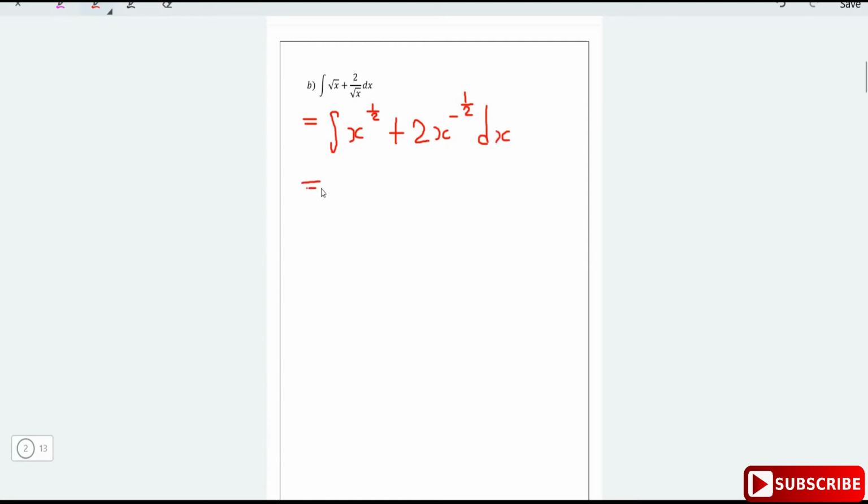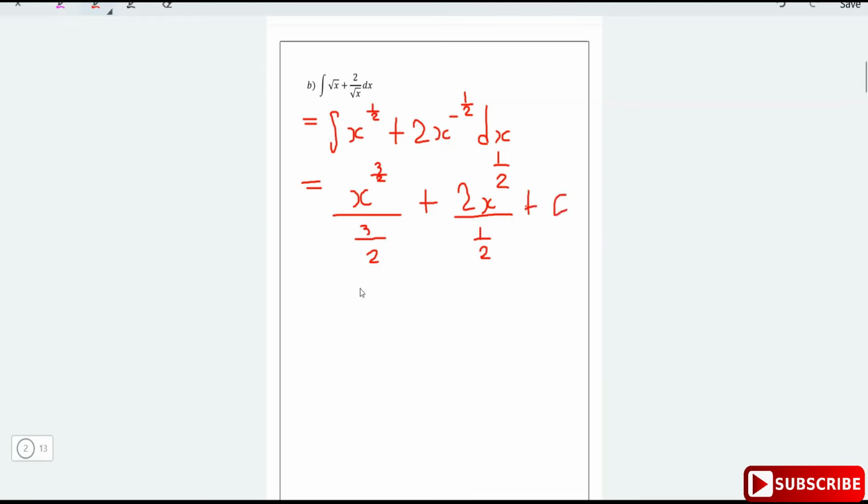So now we can integrate, and we add 1 to the power. 1 to a half is 3 over 2. And then you divide by 3 over 2. Then we're going to add 1 to the power again right here to get plus x to the minus half plus 1, that's going to become 2x to the half. Then we divide it by a half. And that's it.